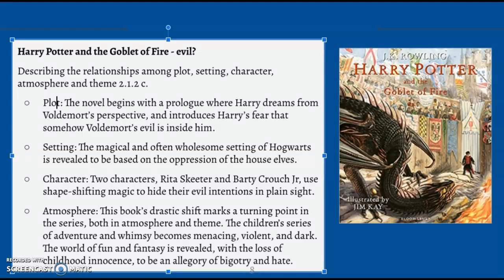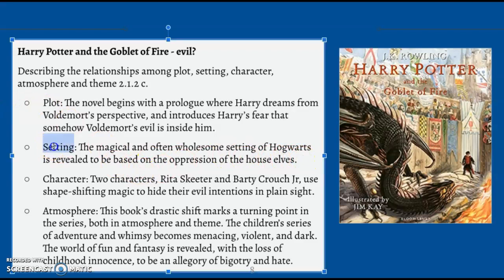How does evil show up in the plot? Well, something that was interesting and significant was that it shows up in the prologue, and then it continues between the main action of the text where Harry keeps dreaming that he is linked to Voldemort, and he freaks out about the fact that he is maybe evil. So the book is bookended by this thread, this motif of him dreaming about being evil.